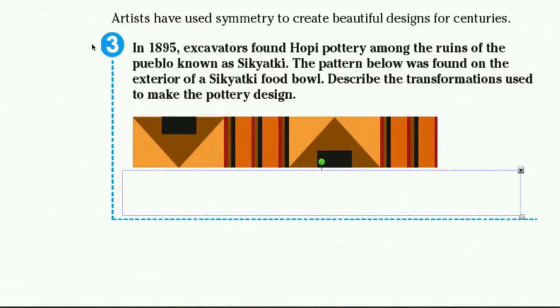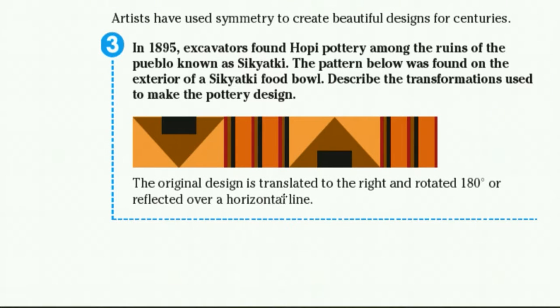And the final example: artists have used symmetry to create beautiful designs for centuries. In 1895, excavators found Hopi pottery among the ruins of the pueblo known as Sikyatki. The pattern below was found on the exterior of a Sikyatki bowl. Describe the transformations used to make the pottery design. So if you notice, you have this triangle and it became that triangle.